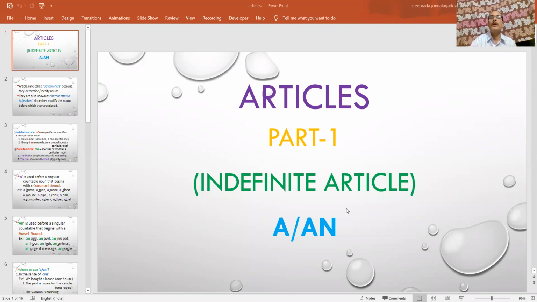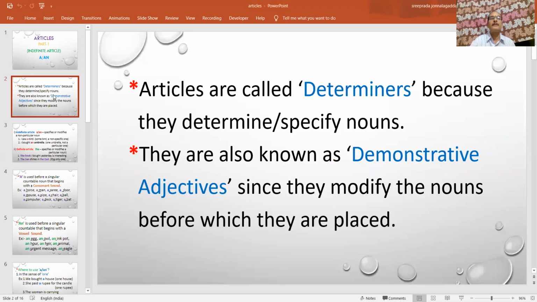Before we go into the topic articles, we have to know what are articles, how many kinds of articles are there. As we all know, there are two kinds of articles. One is a or an. This is known as indefinite article, and the is known as the definite article. Let us go into the details of this topic, articles.